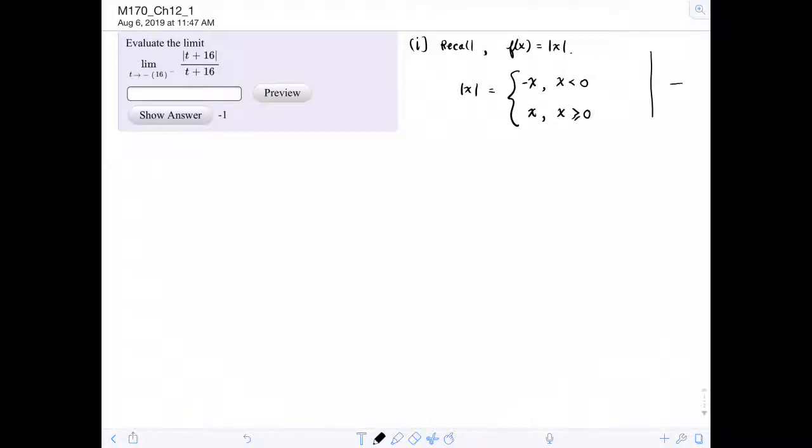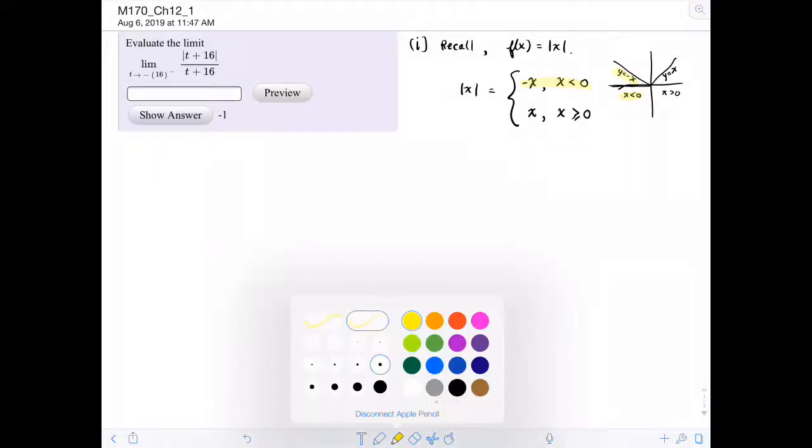And if we can recall the graph of absolute value, right, this is y equals x here, and then y equals -x here. And notice that it's all the x's less than 0, and all the x's greater than 0 is y equals x. And this matches the piecewise function.